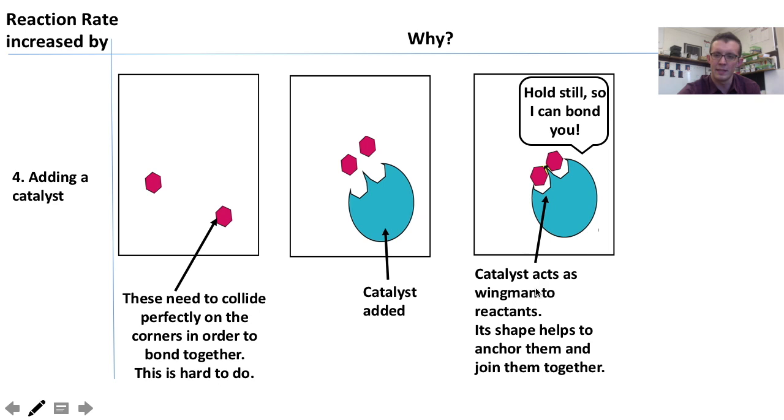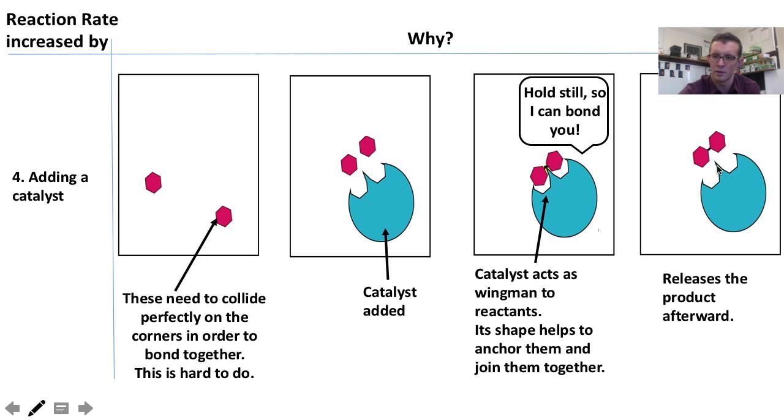which is shaped in such a way that it can actually anchor these 2 reactants into place so that they can bond together perfectly. Worth noting is the fact that after the reaction occurs, the catalyst releases the products, and the catalyst is remaining unchanged. It's just helping the reaction occur.